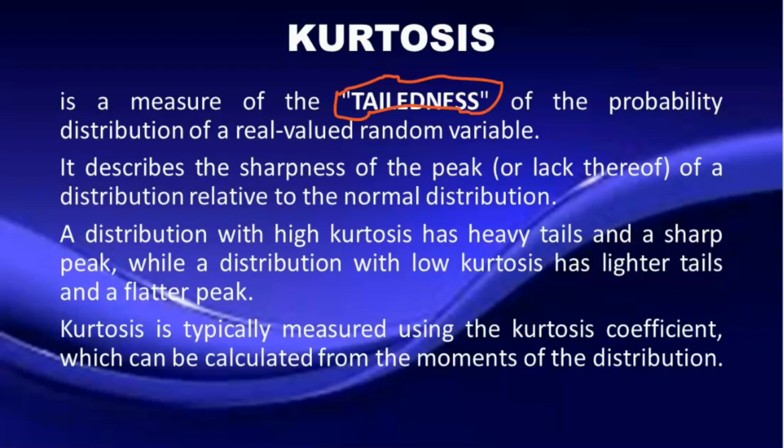It describes the sharpness of the peak of a distribution relative to a normal distribution. A distribution with a high kurtosis has heavy tails and a sharp peak, while a distribution with a low kurtosis has a lighter tail and a flatter peak. Kurtosis is typically measured using the kurtosis coefficient, which can be calculated from the moment of distributions.